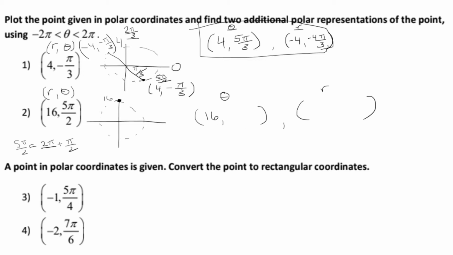Why change both? It's more work. Okay, so if r is 16, what's another way of writing 5 pi over 2? Well, I said over here it's the same thing as pi over 2. So I can just write that as pi over 2.